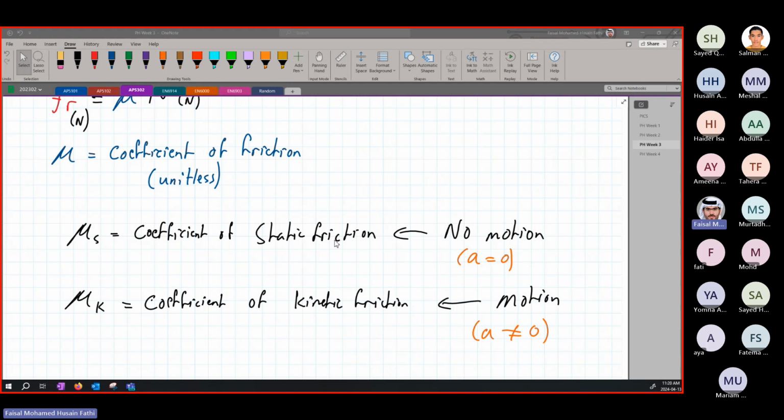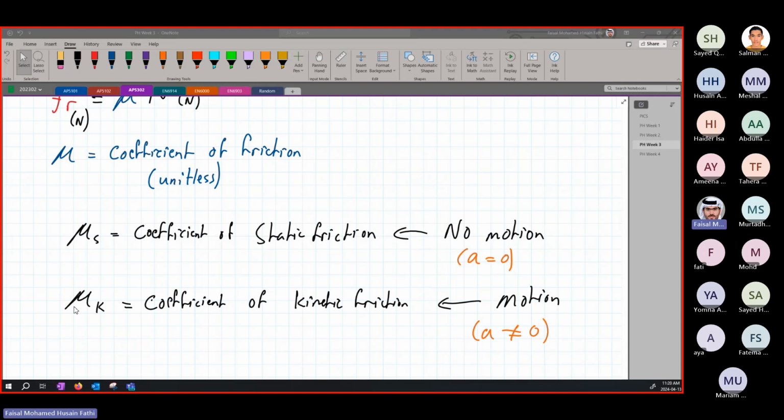There's the coefficient of static friction when there's no motion, and then there is the coefficient of kinetic friction when there is motion. Static friction keeps the object in place due to the friction force. In other words, it is not moving because the friction force is so high. And we're going to look at an example of that.